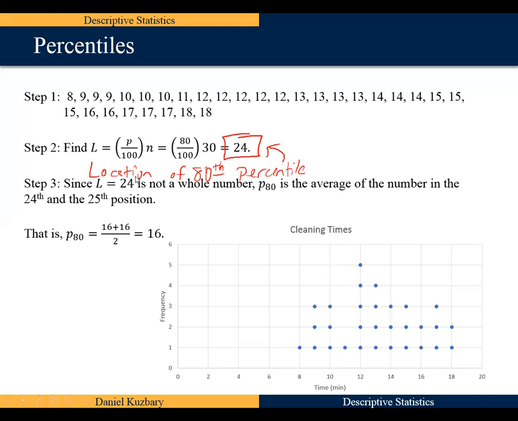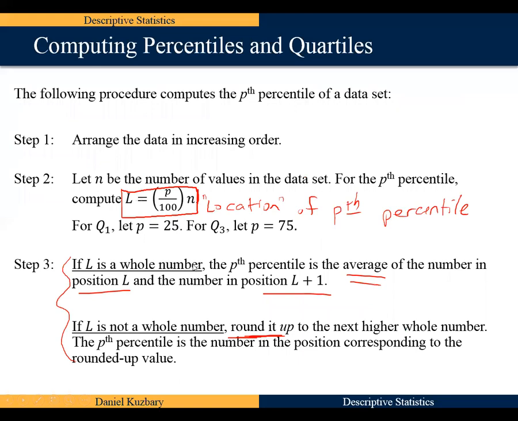Now, maybe this isn't the best way to say it, because now I've got to go back to that first slide and say, if L is a whole number, which is what happened, the pth percentile, or the 80th percentile, is the average of the number in position L. I got 24 in my example. And position L plus 1, which would be position 25. I know this is kind of frustrating and confusing. This is just the method to find it. It's like for the median, you've got to take the two middle numbers, not just one middle number. So here we've got to take the number in position L, which is the 24th number, and the number in position L plus 1, and average them.